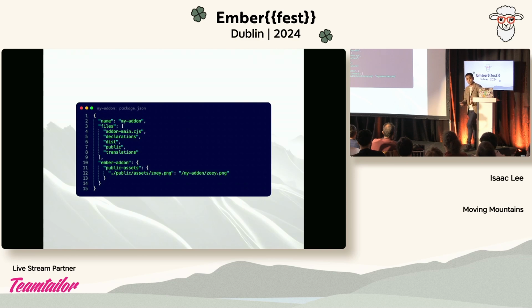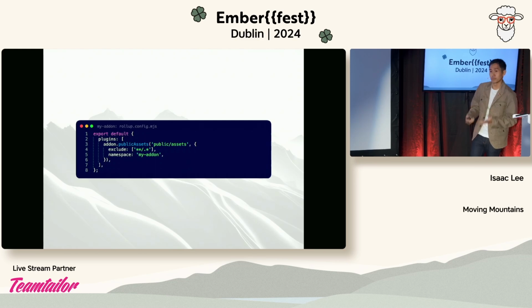But what really glues things together is the field below, ember-addon public-assets, which maps the relative path to the namespace URL. And we can tell rollup to update this field automatically.